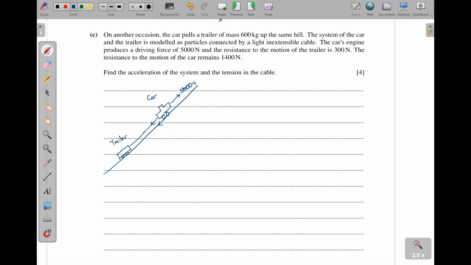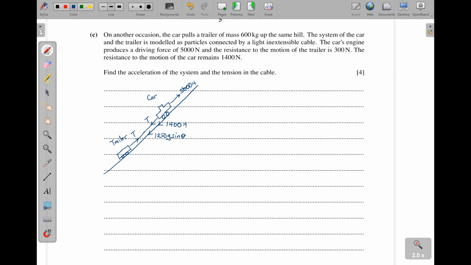Of course, in this cable here there is tension. When it is taut, that tension takes the trailer up, but it is the same tension that pulls the car behind. Then we have the mg sine theta. That is the horizontal component of the weight of the car, which is 1250 g sine theta. Then there is also a resistance force of 1400 on the car.